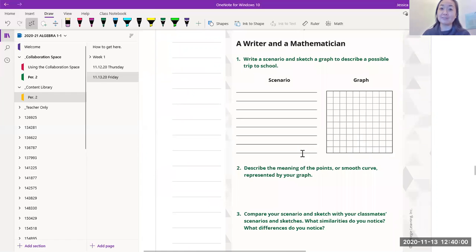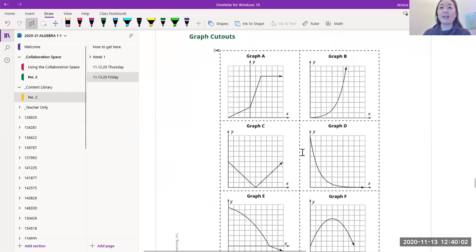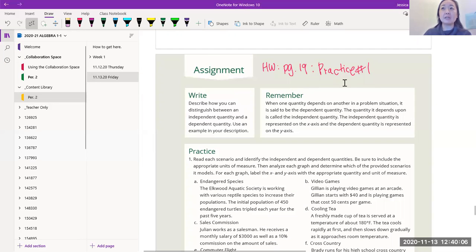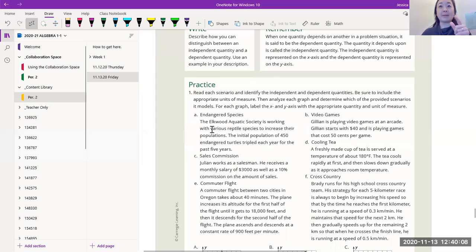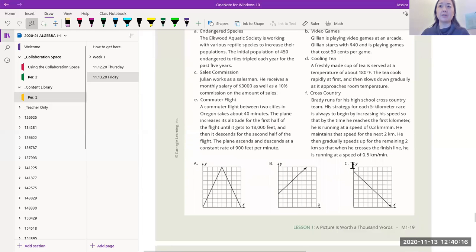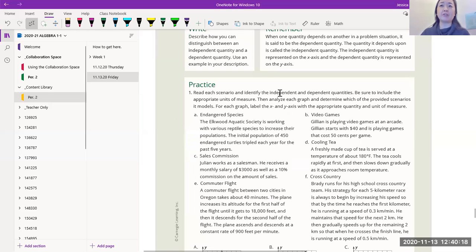All right, and then your homework, it would be nice if you can write your own scenario. Those are fun. But what we're going to do here is, remember, your homework is page 19, practice number 1. Basically, it's all of this. Number 1 is really big, and here are the graphs up to F. It goes up until the next page. So you want to match them up, and you should have identified the independent and dependent quantities yesterday. But if you didn't, do that today.